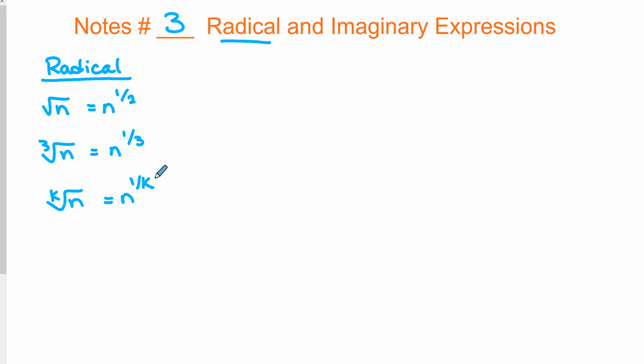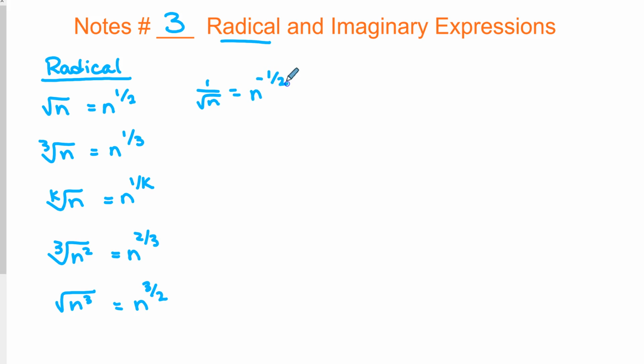Okay, we can also combine exponents and radicals. So for example, the cube root of n squared is equivalent to n to the 2/3 power. And conversely, the square root of n cubed, notice I'm using the same two numbers but in different places, would be equal to n to the 3/2 power. We also know that 1 over square root n is the same thing as n to the negative 1/2 power because reciprocals are negative exponents. We know that from our exponent rules.